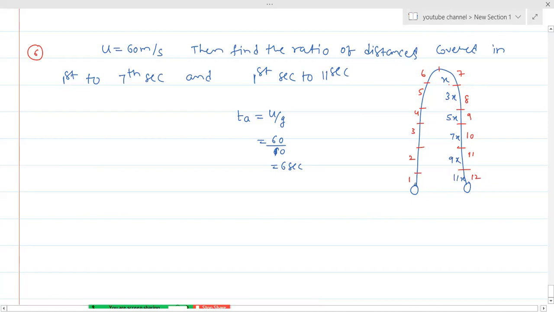నేను మీకు ఇందాక ఏం చెప్పానంటే always the descent is the mirror image of ascent. So that means in the first second also the body covers 11x distance, because at the same level you are speaking. In the second also it covers the same distance 9x. In the third second also it covers the same distance 7x. In the fourth second also it covers the same distance 5x. And in the fifth second also it's the same distance 3x. And in the sixth second also it covers the same distance x.